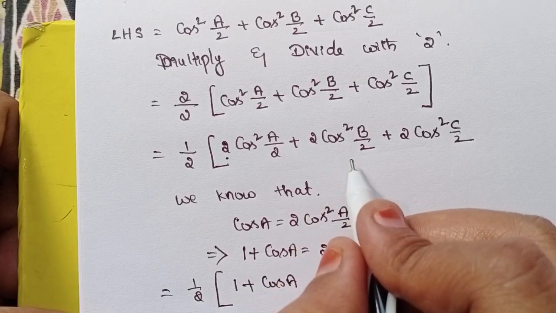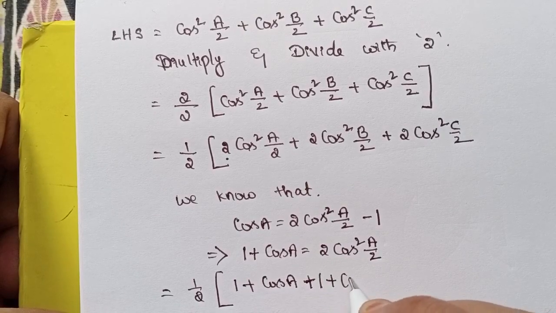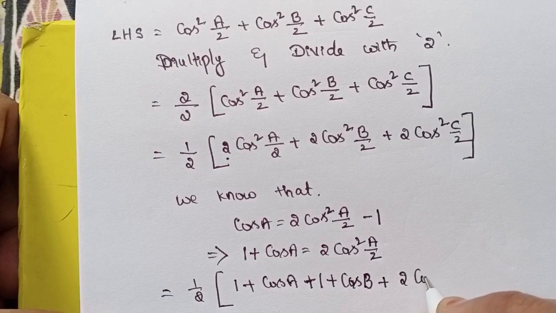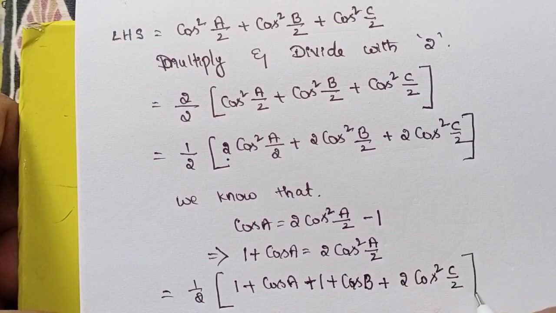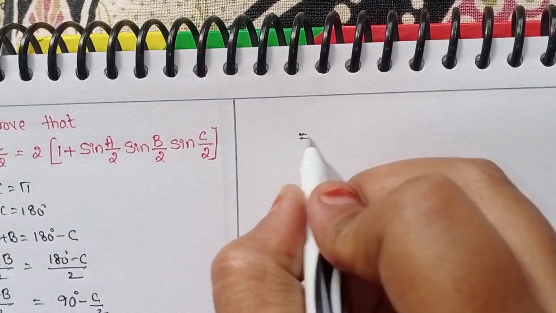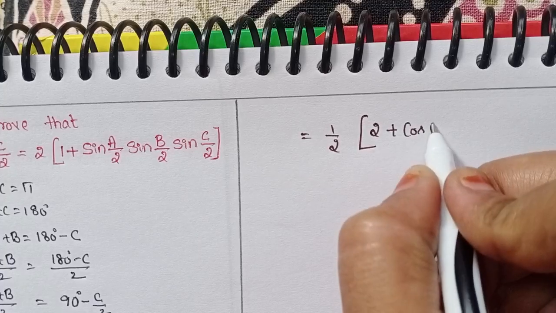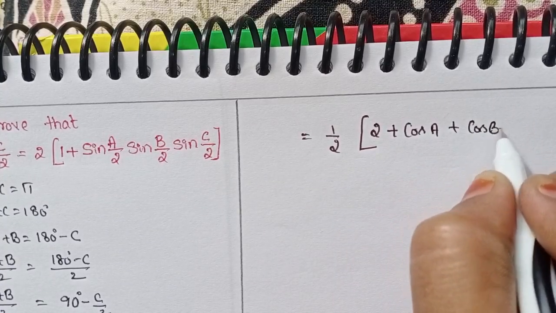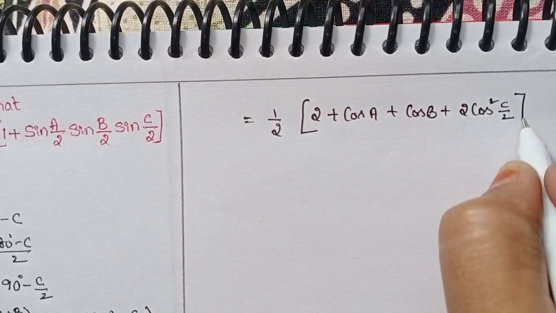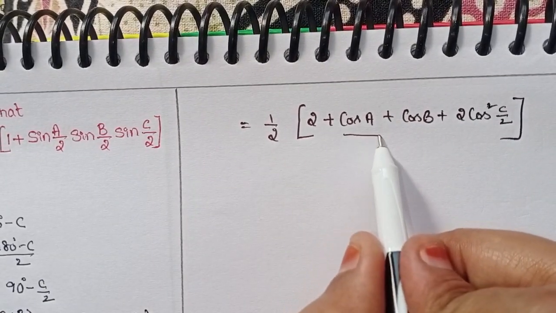Next, 2 times of cos square B by 2, you can take 1 plus cos B. This one write as it is, 2 times of cos square C by 2. 1 plus 1, 2. Okay. So, 1 by 2 times of 2 plus cos A plus cos B plus 2 times of cos square C by 2. Okay. Now, observe these two terms.